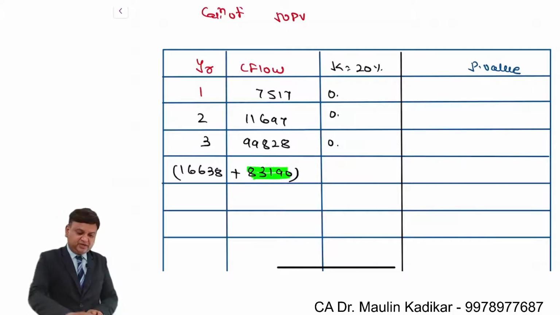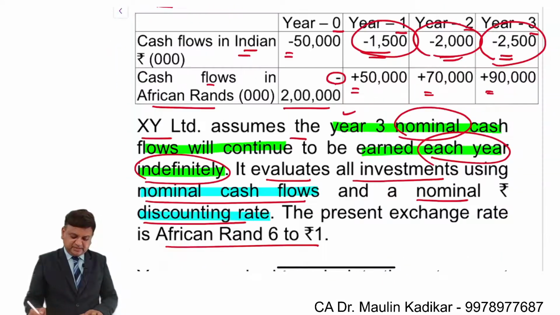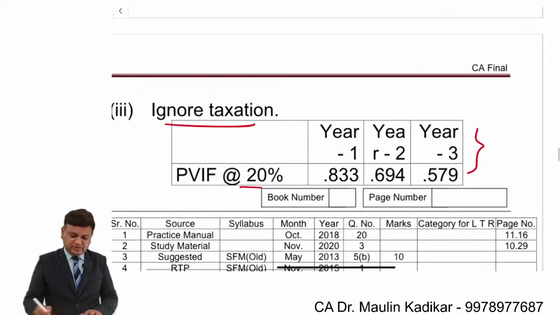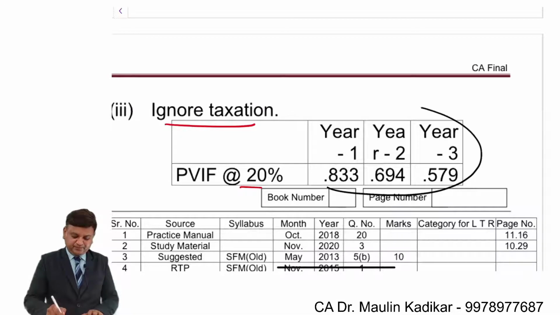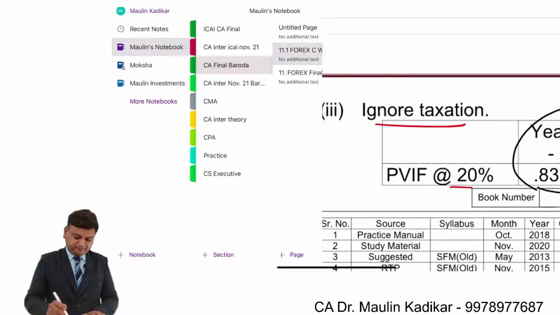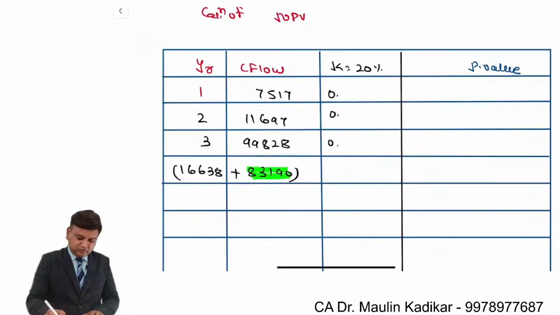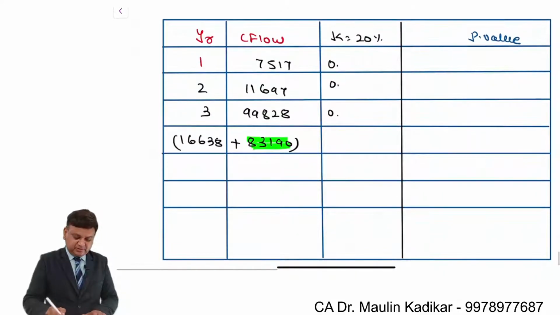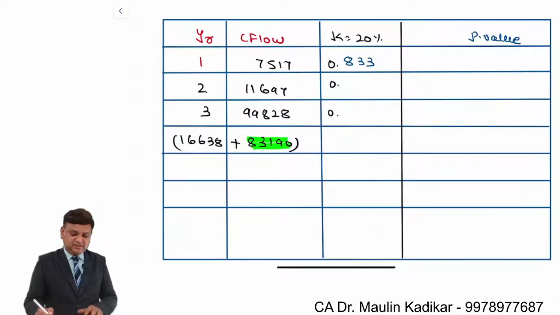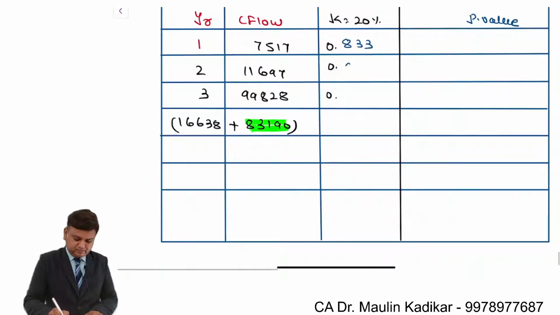Now discounting of the cash flows. For that, say, importantly, the factors have been given to us. Remember that whenever the factors are provided to us in the example, you cannot have your own discounting factors to be used. So these are the factors. So first year it is 833. Second year it is 694. Third year it is 579.